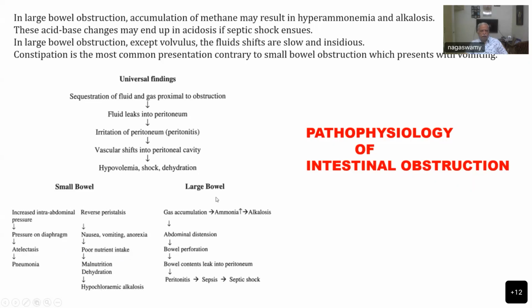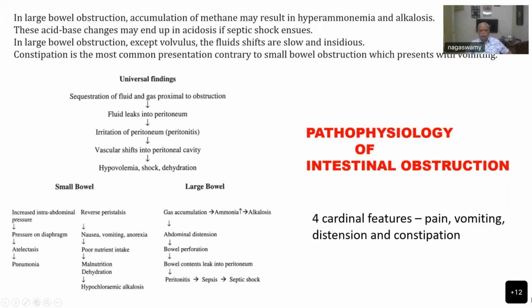But when the obstruction is at the large bowel, there is gas accumulation, ammonia increases, and alkalosis happens. Abdominal distension is a very late sign. Bowel perforation can happen sometimes, and bowel contents leak into the peritoneum. This can also lead to peritonitis, sepsis, and septic shock. And large bowel septic shock is much more dangerous because as the food goes down, it becomes fecal matter, so the contamination and sepsis and the irritation will be much more. The four cardinal features of obstruction are pain, vomiting, distension, and constipation. These are the important findings in an obstruction.